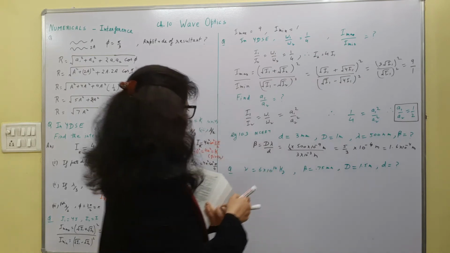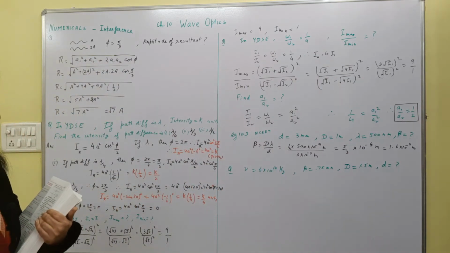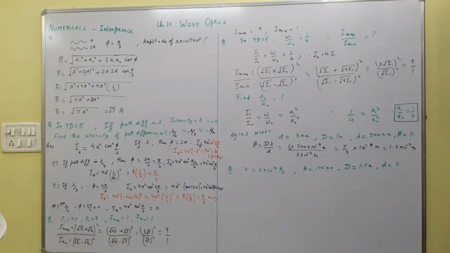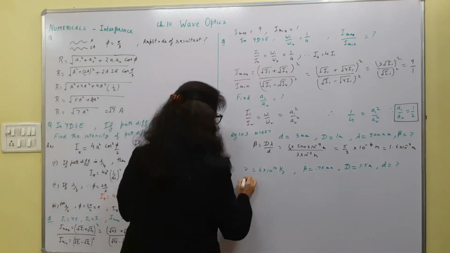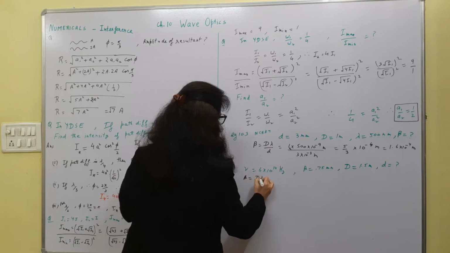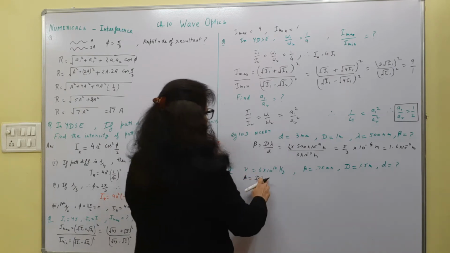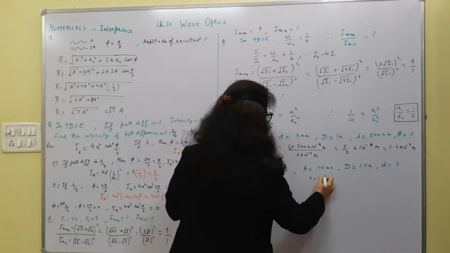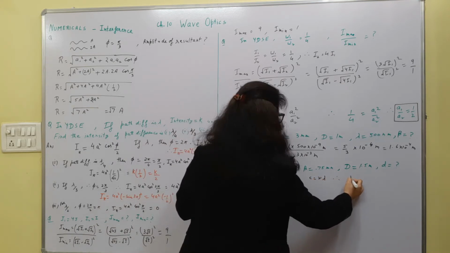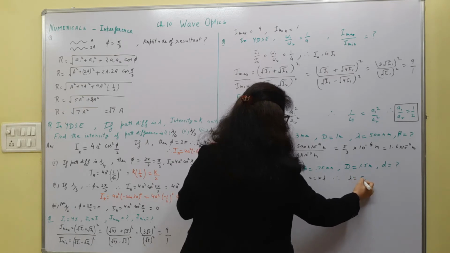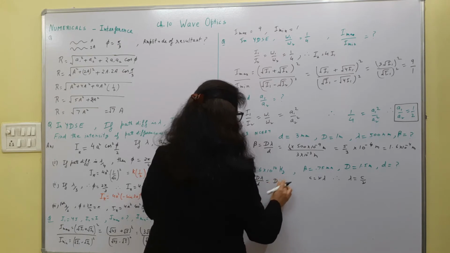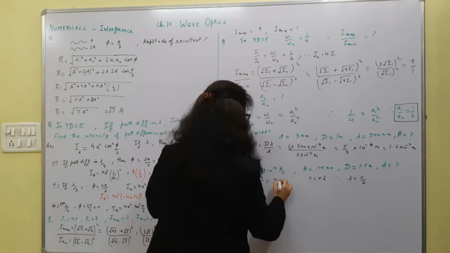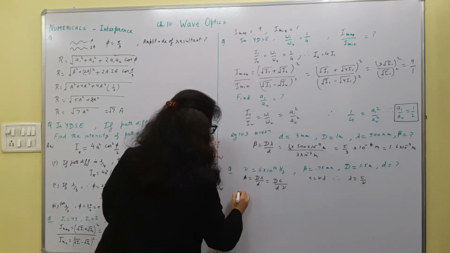See, we need wavelength of the light for such a question. So we know the formula that beta is equal to d lambda upon d. C is equal to nu lambda. So therefore lambda is equal to C upon nu. We can convert this d into C upon nu d. Now all the values are there. You can calculate it.